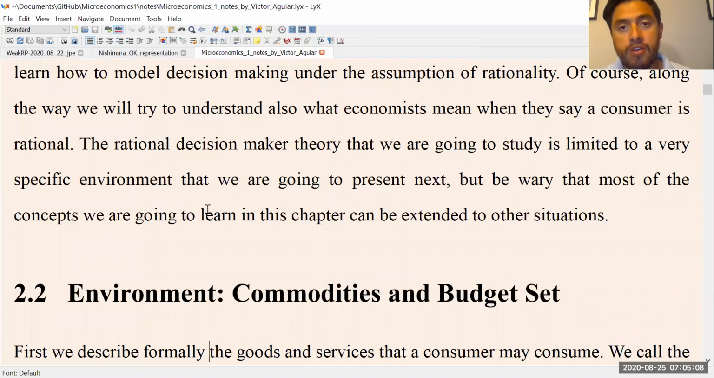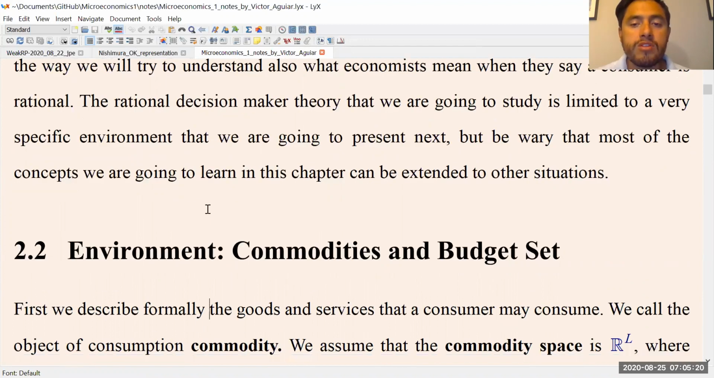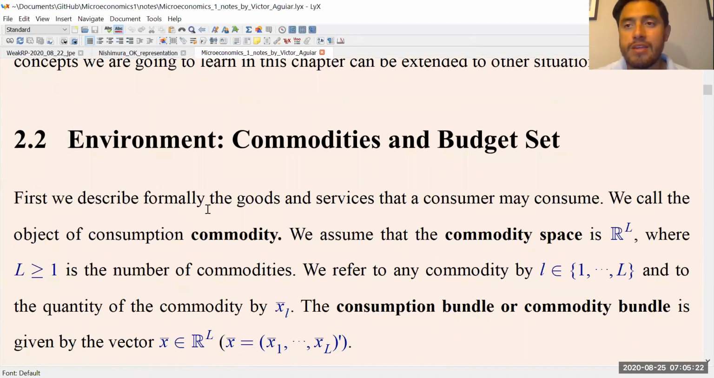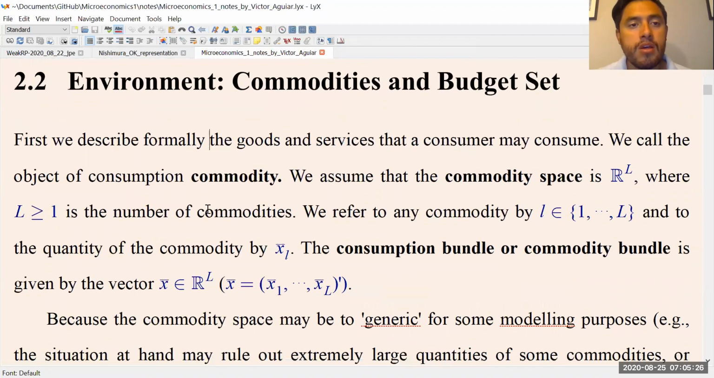The rational decision making theory that we're going to study is limited to a very particular environment, and then we're going to be expanding on this environment as we go through the class. But today we're going to do things very simple. We're going to start with what is called the classical consumer environment, which has to do with budget sets and commodities. So first we describe formally the goods and services that a consumer may consume.